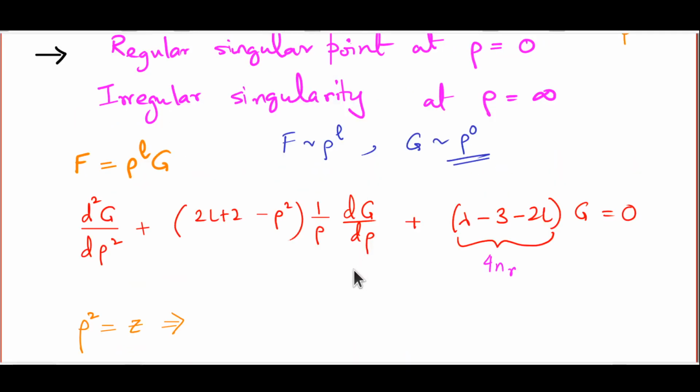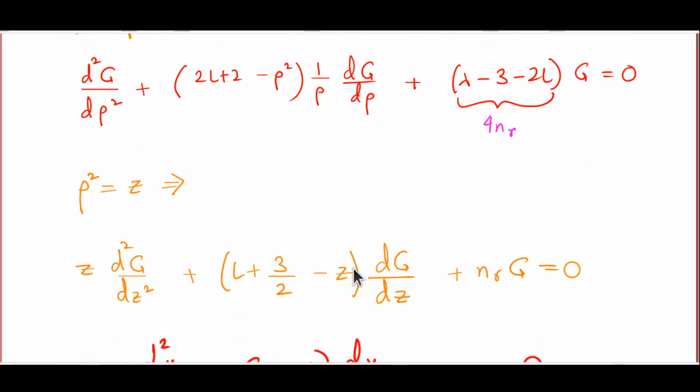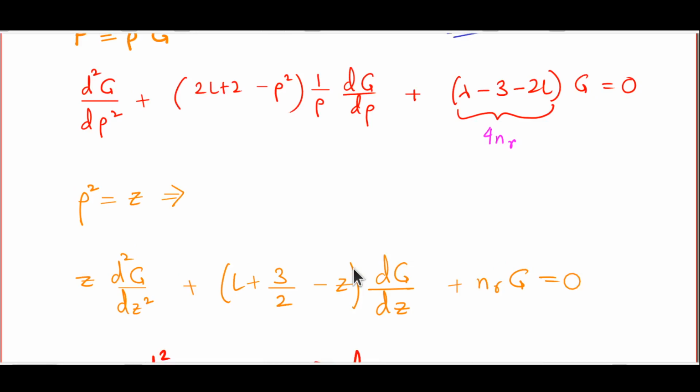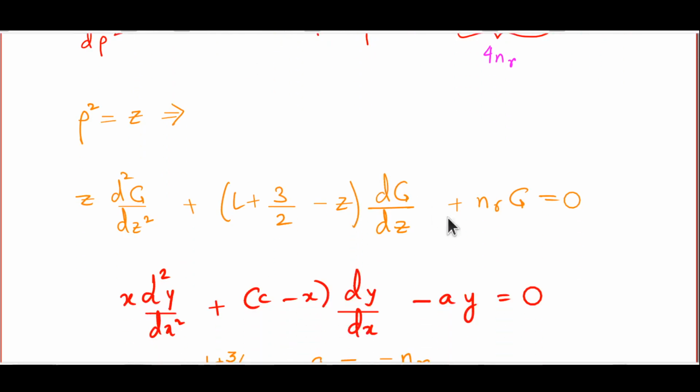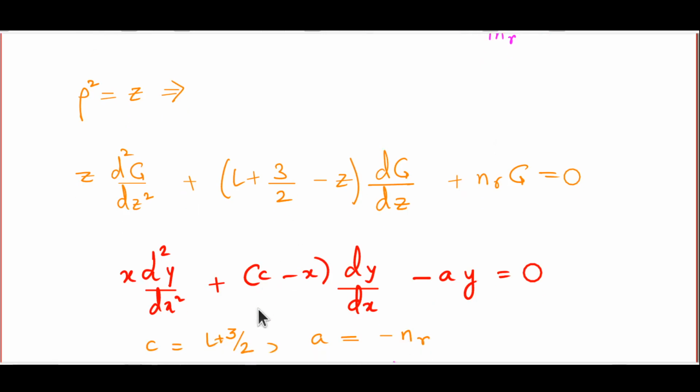Now this change of variable actually achieves what we want to do, because as you can easily verify after a bit of trivial algebra, and I do urge you to verify it for yourself, the equation that g obeys turns out to be this one. z d2g/dz2 plus (L plus 3/2 minus z) dg/dz plus nr g equals 0. Let me just compare this with the confluent hypergeometric equation which is here. If you compare the two, you will see that this exactly is a confluent hypergeometric equation with c equal to L plus 3/2 and a equals minus nr.